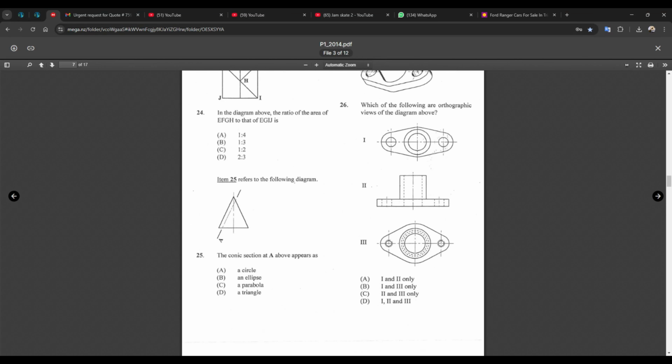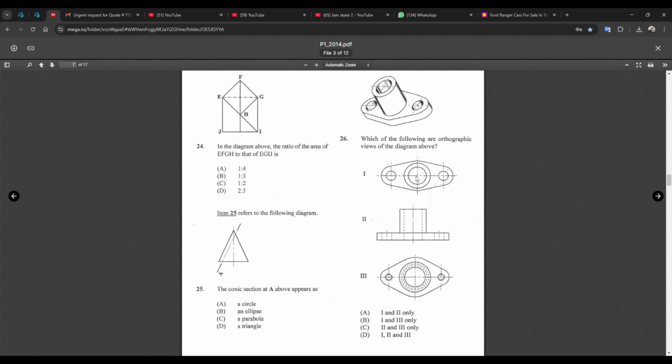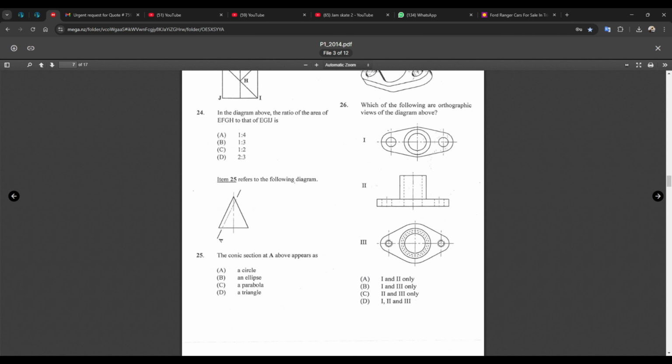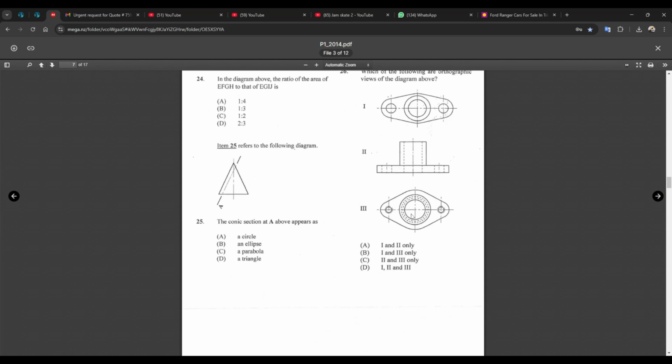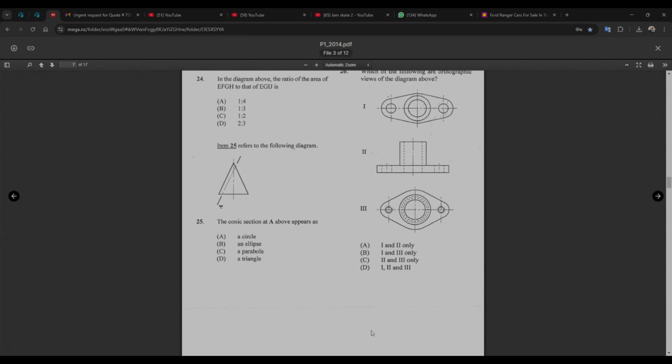Number 26, which of the following are orthographic views of the diagram above? So this is the diagram above. 1 is definitely an orthographic view. 2 is also an orthographic view. 3 looks questionable. So we'll go with 1 and 2 only. So the answer is A.